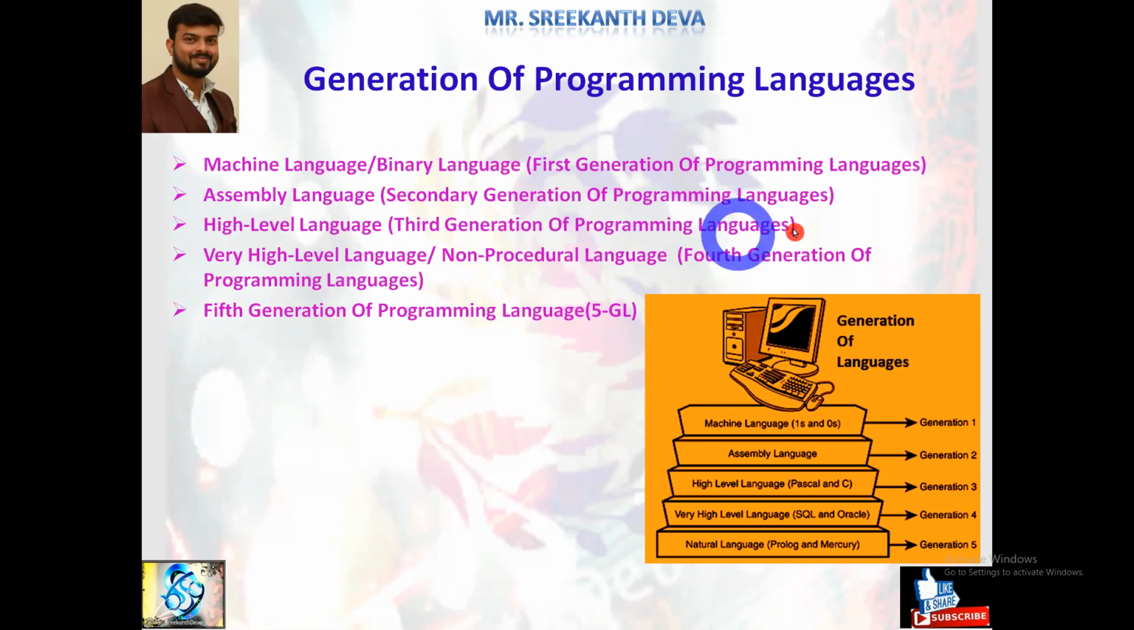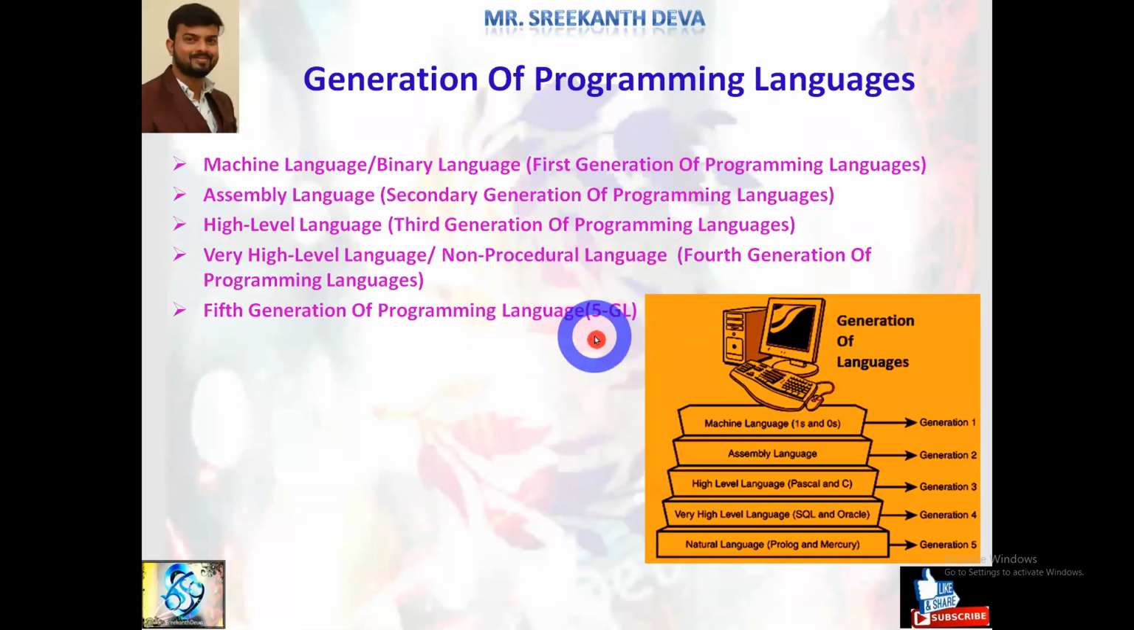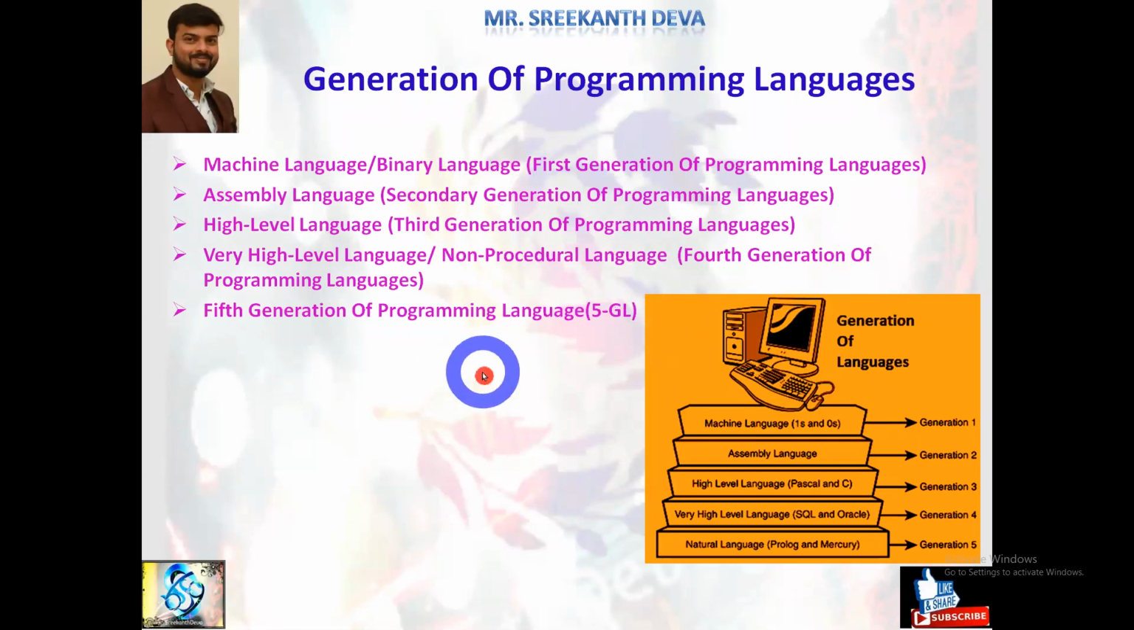The third generation of programming languages is called high level language. Generally, procedural languages all come under high level languages. The fourth generation of programming languages comes under very high level languages, like non procedural languages. And fifth generation languages are called natural languages.